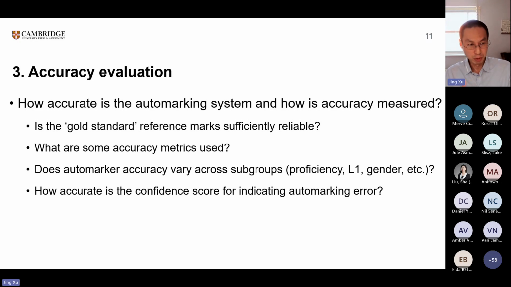And the third bullet is about automarking accuracy across subgroups of candidates. This is about fairness, whether there is any bias across proficiency, L1, gender, etc. And the last one is about a confidence score. If an automarker can spit out a confidence score indicating low confidence, is this confidence score accurate or indicative? Is there any chance that high-confidence responses are missed by human marking, so that a wrong automarker score is given to the candidate?